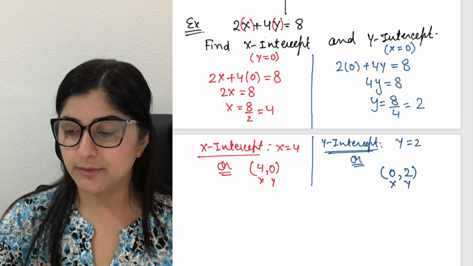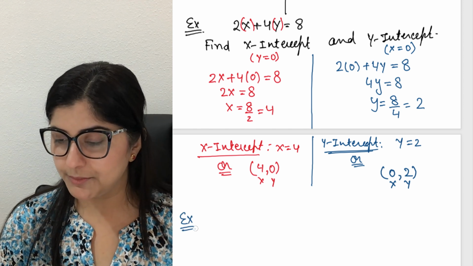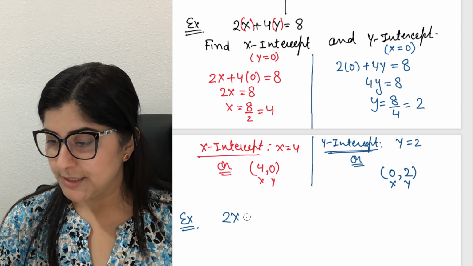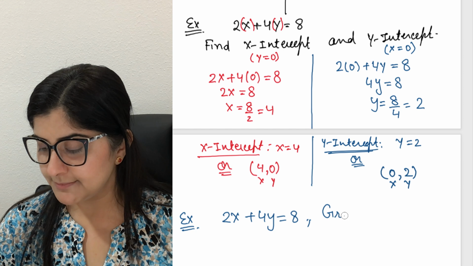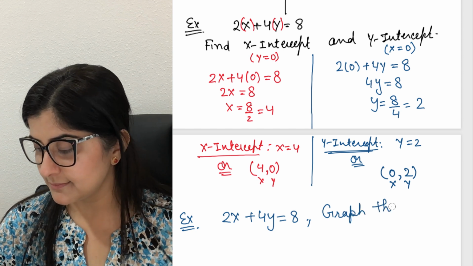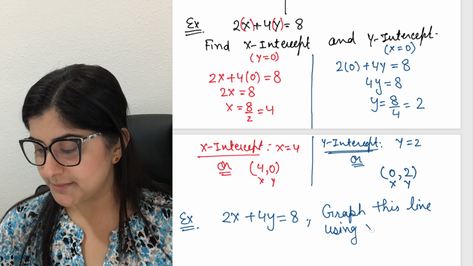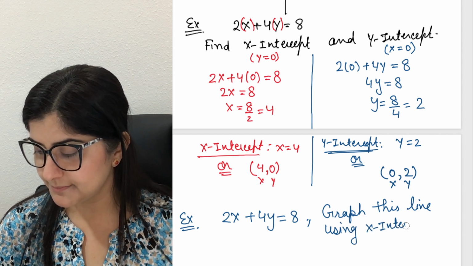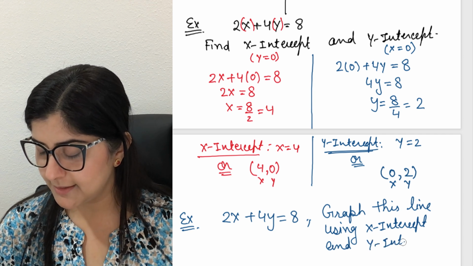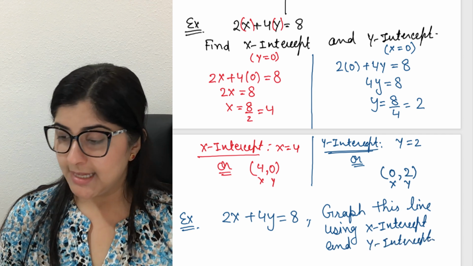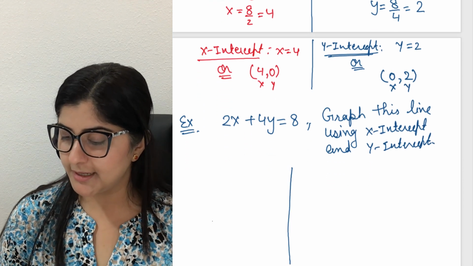Now let's graph this line equation using the x-intercept and y-intercept. I'm going to write the same line equation: 2x plus 4y is equal to 8. Graph this line using the x-intercept and y-intercept. So we have the x-intercept and y-intercept. We figured that out. Draw a rectangular plane.